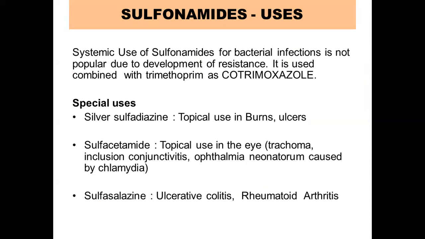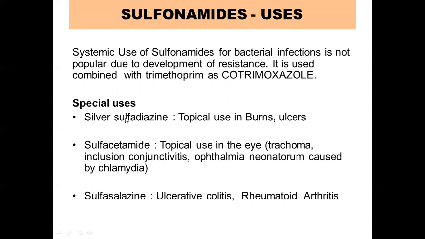Now let us look at the uses of sulfonamides. Let me tell you at this point that systemic use of sulfonamides for bacterial infections is not popular because of the development of resistance by various bacteria. Sulfonamides are not used singly. They are used along with trimethoprim in co-trimoxazole, about which you will be learning in the next few slides. So now sulfonamides are resorted to only for special uses, which I'll be telling you now.